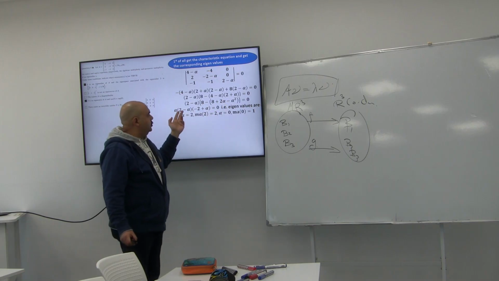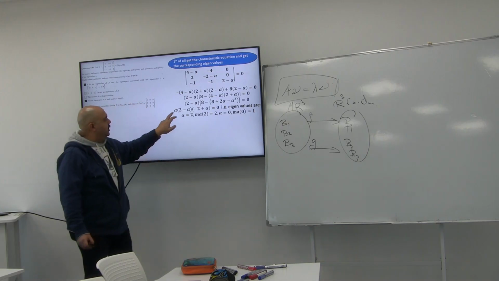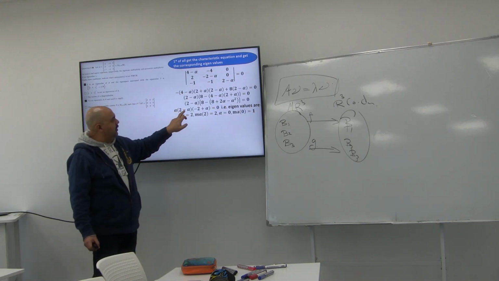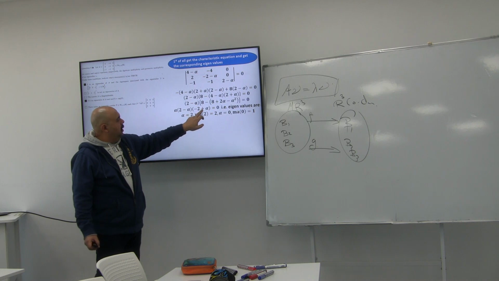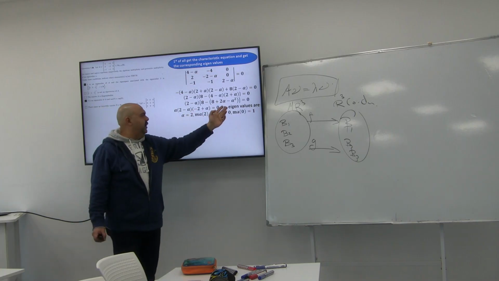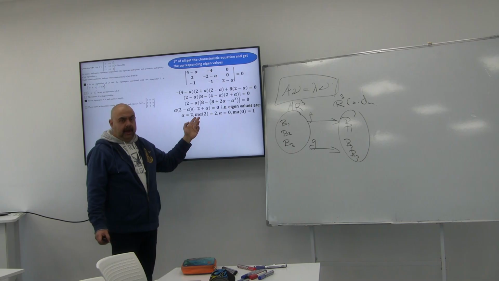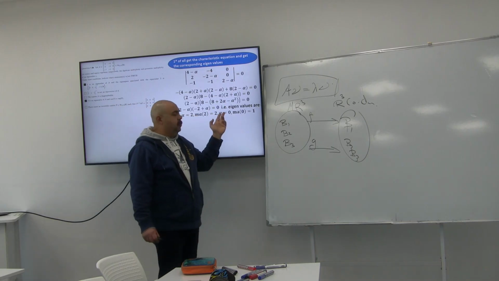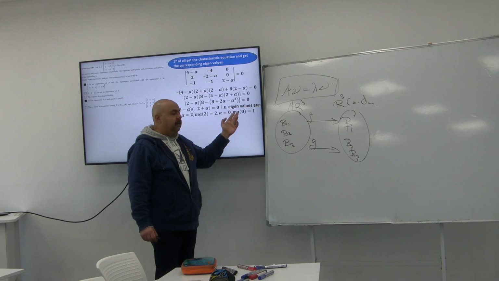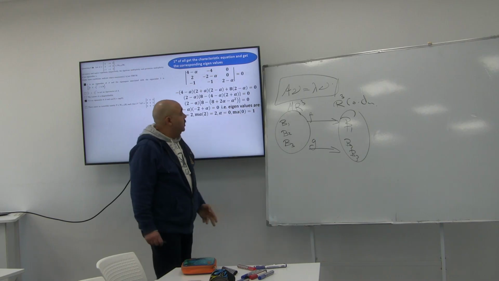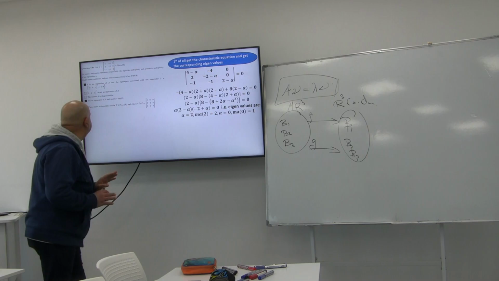And I will do the multiplication once more. So we ended up having alpha times (2 minus alpha), and multiplied by the negative, it's going to be (2 minus alpha) also. So the eigenvalues are alpha equal to 2, repeated 2 times, so the algebraic multiplicity of 2 is 2. And alpha equal to 0, so the algebraic multiplicity of 0 is 1. Now I can answer the questions.